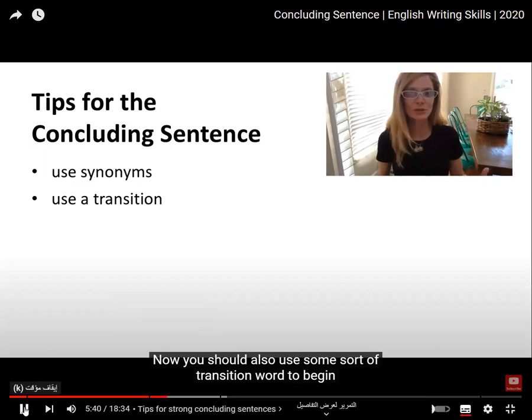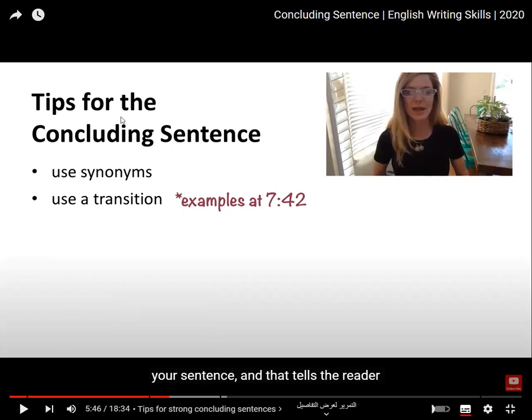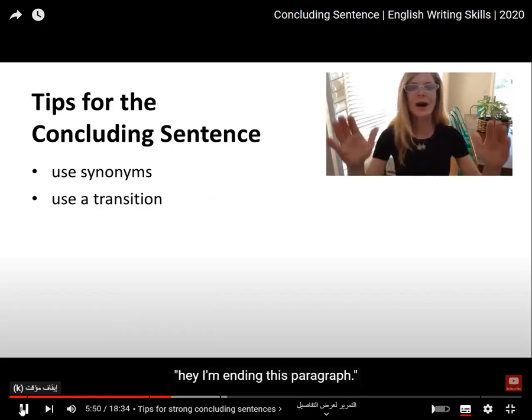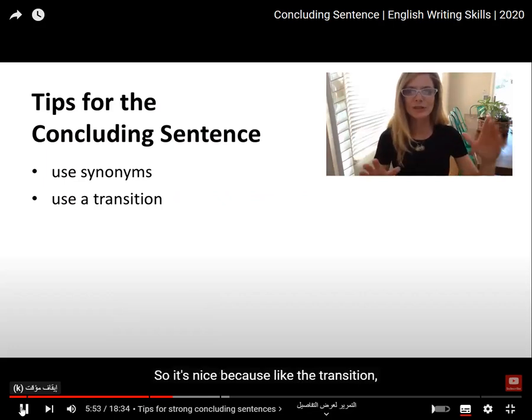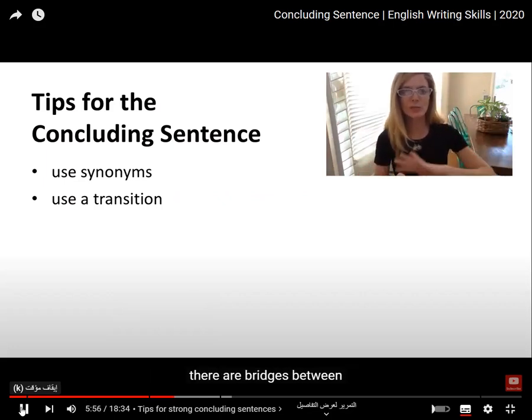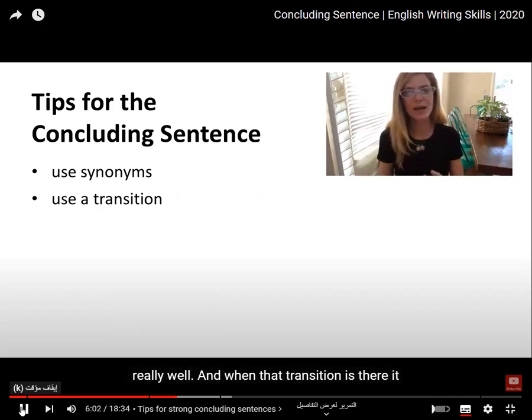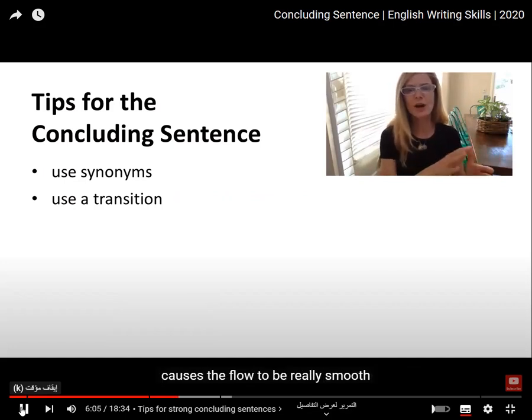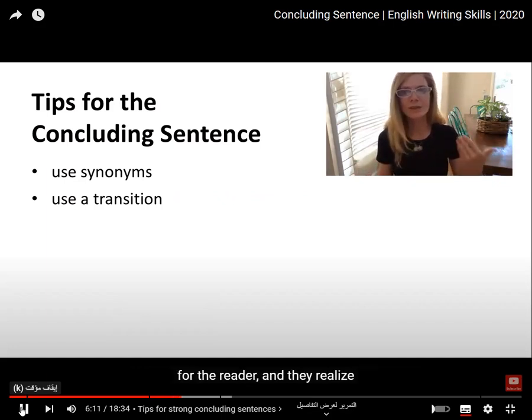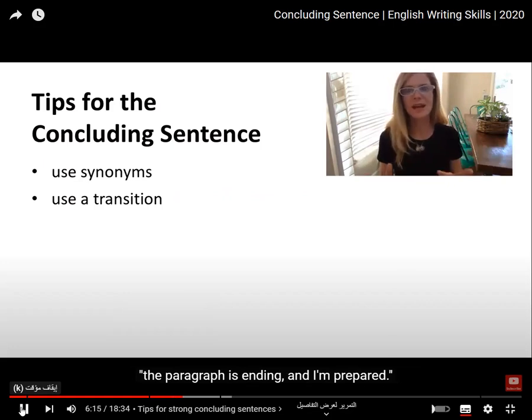Number two. You should also use some sort of transition word to begin your sentence. So we also need transition words to begin the concluding sentence. Like what? Like "and", a word that tells the reader, hey, I'm ending this paragraph. It's nice because transitions are bridges between your sentences so that they flow together really well. When that transition is there, the flow is really smooth for the reader, and they realize the paragraph is ending and they're prepared.